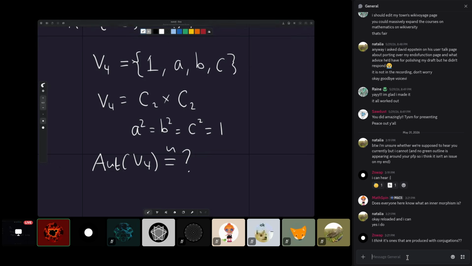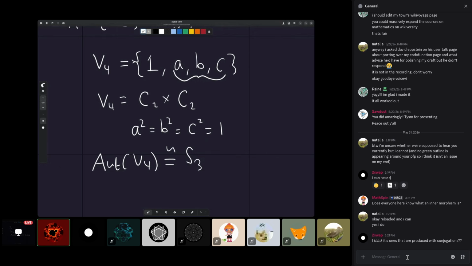Feel free to talk or put it in the chat. Just guess. S3, yay! There we go. Why? Because A, B, and C can be muted. Exactly, yeah. So these 3 elements here, they all behave the same.